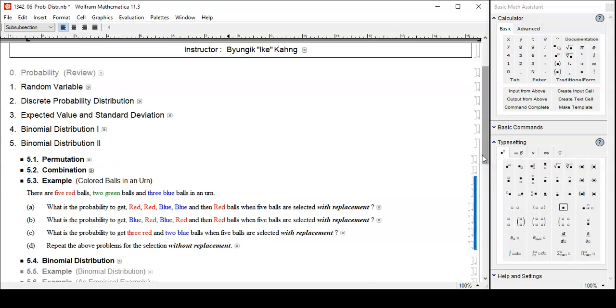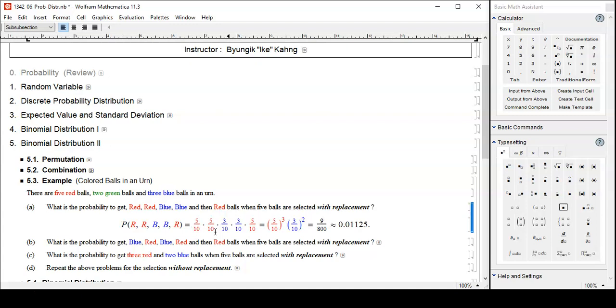How do we apply it? We have 5 red balls, 2 green balls, and 3 blue balls, all right? And let's see. What is the probability to get red, red, blue, blue, and then red when 5 balls are selected with replacement? So no change in probabilities, but in this order: red, red, blue, blue, red. It's easy. For red, 5/10. For blue, 3/10. Multiplication is commutative, so we have (5/10) to the third power times (3/10) to the second power. We don't really have to consider any changes in the number of balls because it's with replacement, all independent.